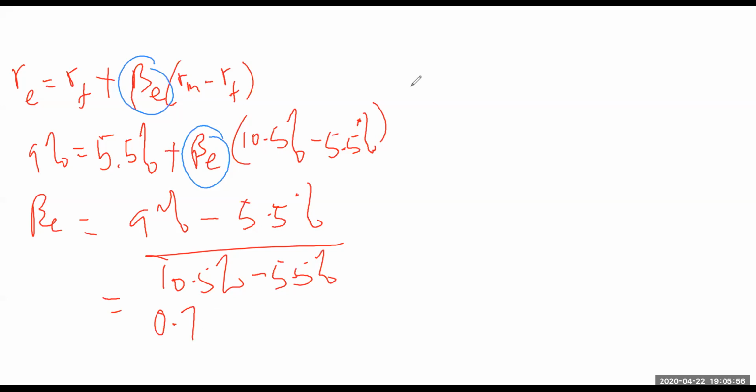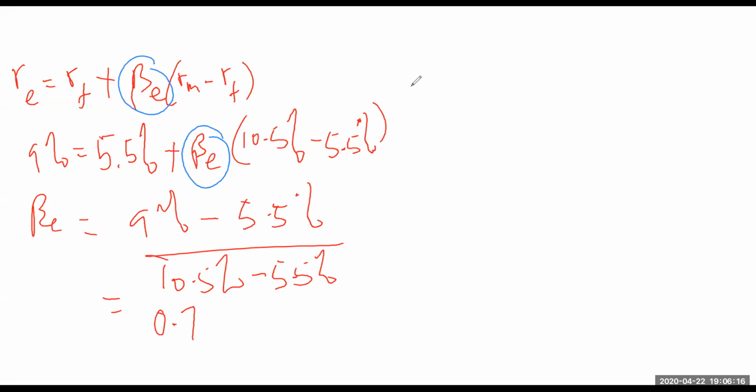Now, what does this mean? Don't forget, we said that the beta of the market is 1. The beta for this security is equal to 0.7. Therefore, this particular security has a lower systematic risk than the market. The risk for this particular equity share is lower, it's 0.7, while for the market it is 1.